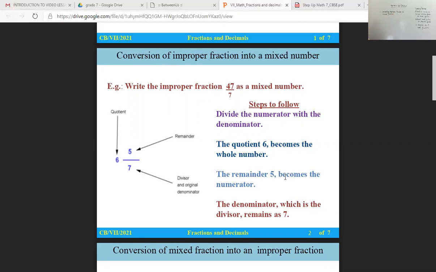So we will take one example. Let us say 47 by 7 is given. 47 by 7 is an improper fraction, because here the numerator is 47 and the denominator is 7. The numerator is greater than the denominator, so it is an improper fraction. I have to convert this improper fraction to a mixed fraction. So how to do it?